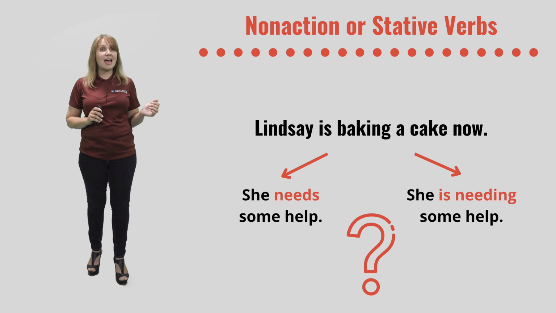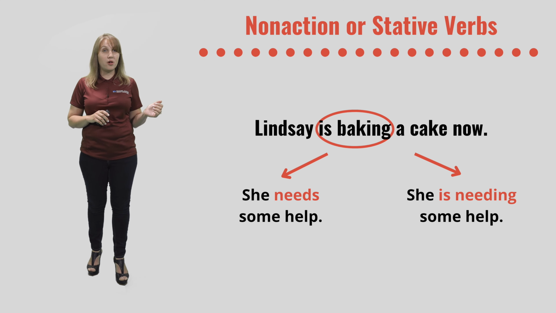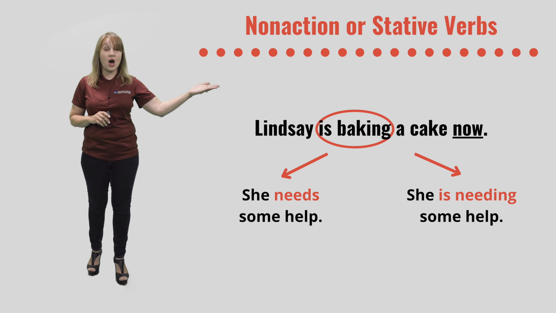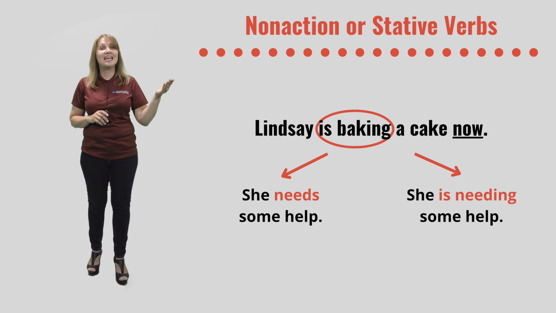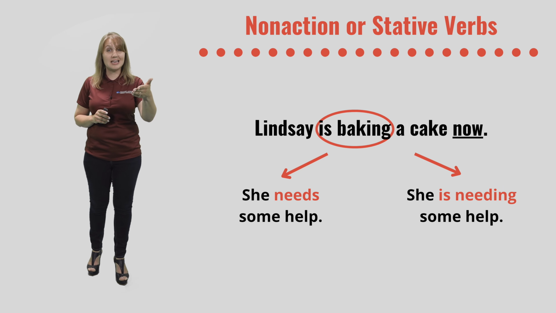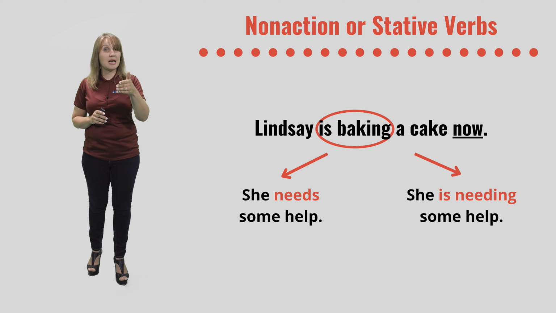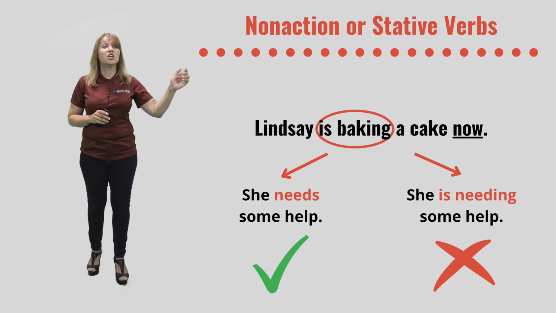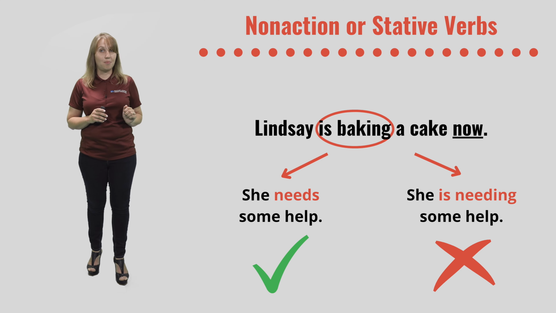So let's take a look again at our example. Lindsay is baking a cake now. So we can tell that the sentence is in the present progressive form. We have now and we have the form baking, -ing. So probably we have to use the second example, she is needing some help. However, the correct answer is she needs some help.